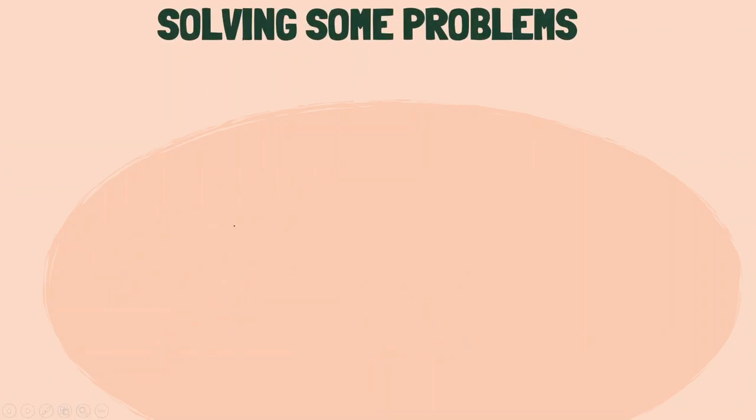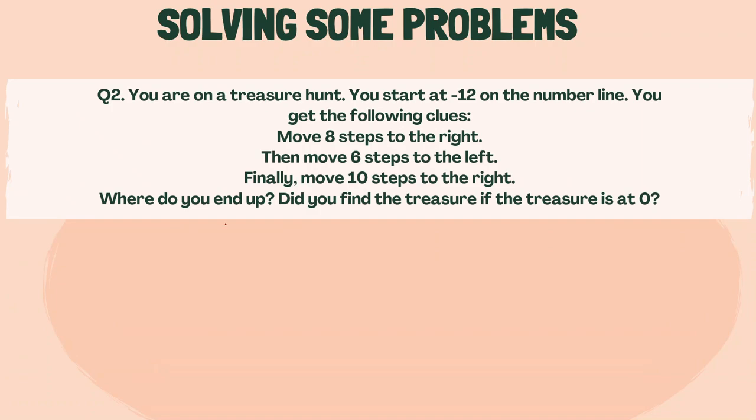Now the next problem. This is a very funny problem. You are on a treasure hunt. You start at minus 12 on the number line. You get the following clues. Move 8 steps to the right. Then move 6 steps to the left. Finally move 10 steps to the right. Where do you end up? Did you find the treasure if the treasure is at 0?